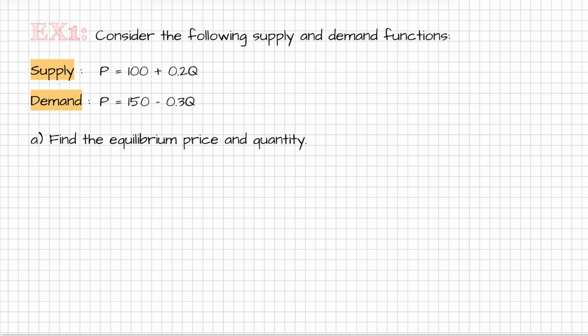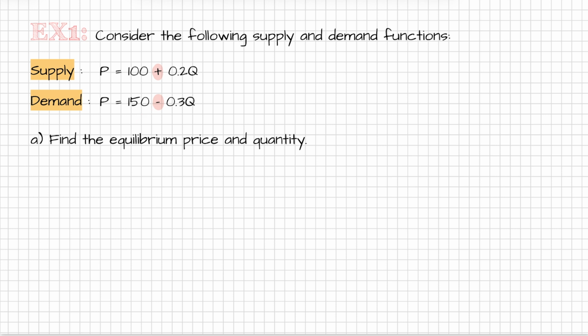First, let's look at the supply function. Even if it wasn't labeled as supply, we could easily identify it because of this positive sign right here. The positive slope means there's a positive relationship between price and quantity, just like the law of supply states. Now, the second function is labeled as demand. This negative sign here indicates the inverse relationship between price and quantity, exactly as described by the law of demand.